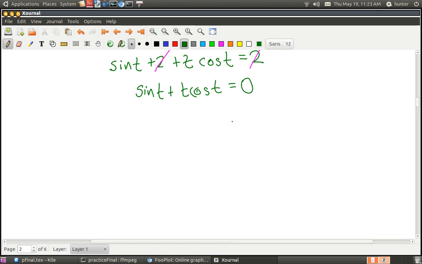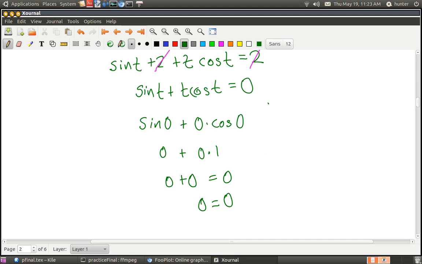So what happens if I plug in pi? Sine is 0, cosine is minus 1. Doesn't work. But you can see that if you plug in 0, it does work. What happens if you plug in 0? You get sine of 0 plus 0 times cosine 0. What is this? It's 0 plus 0 times 1, which is in fact equal to 0 plus 0, which is 0. So t equals 0 is a solution.